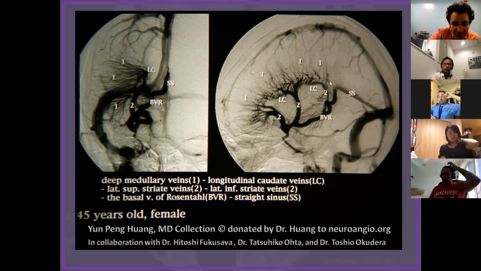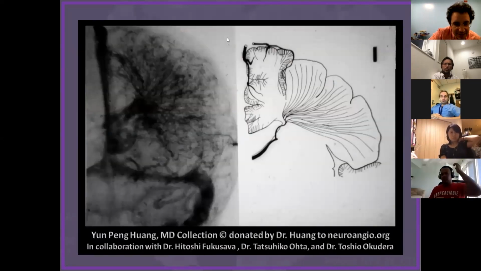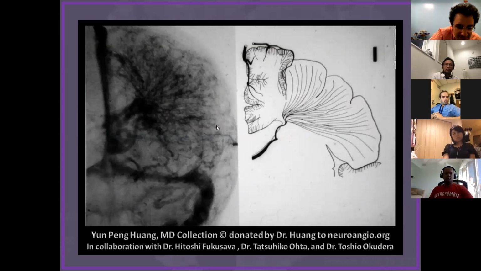Everybody understand what the notion of the DVA is? Here's another one. I don't know, could this be Sturge-Weber potentially? What do we think? You see how the whole superficial system is gone here. It has that congested look, but it's hard to say.